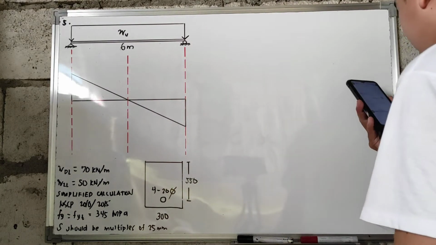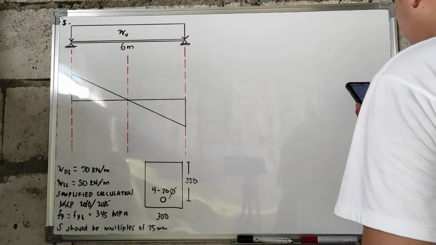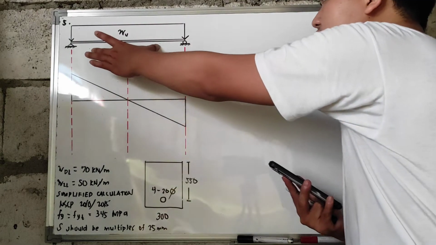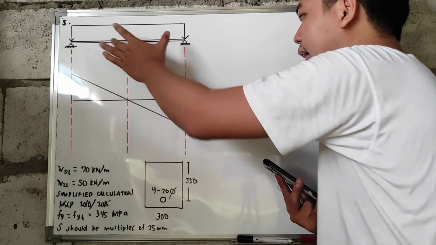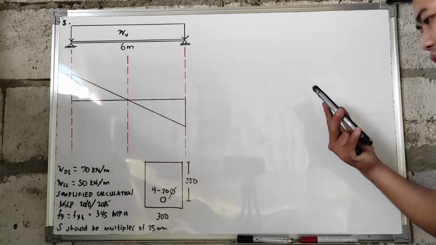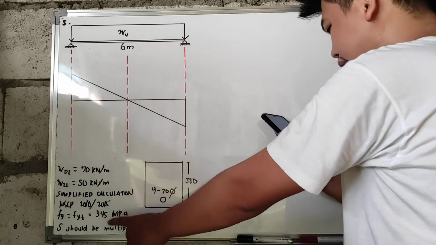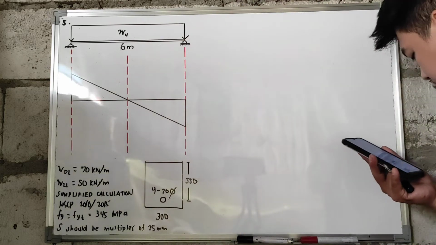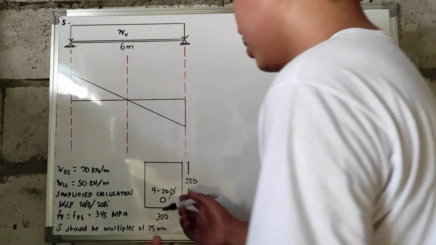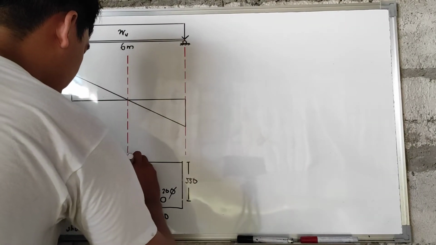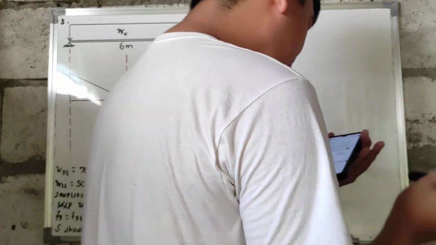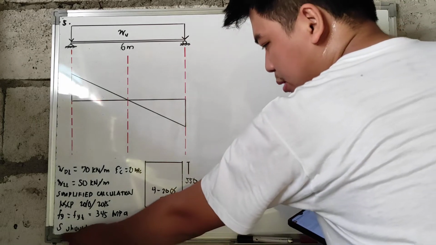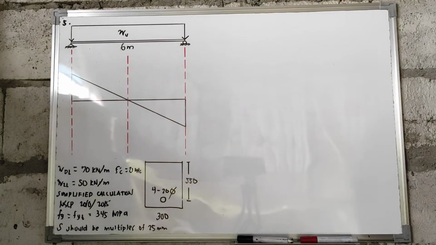Check the section for shear and design the necessary shear reinforcement if 10 mm diameter is used. So, i-design natin yung spacing ng shear reinforcement natin sa beam natin. Use simplified analysis sa calculation in accordance with NSCP 2010 or 2015. F'c is equal to 21 megapascal. Fy or Fyt is equal to 345 megapascal. And the spacing should be multiples of 25 mm.